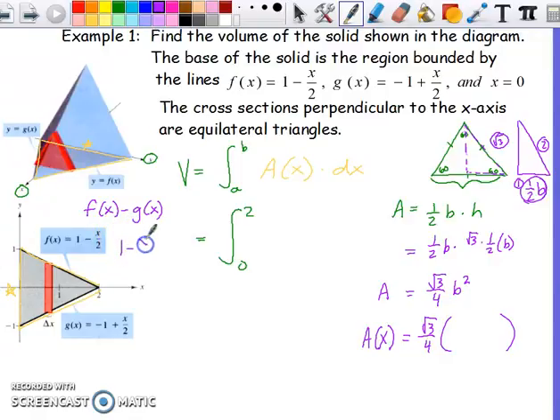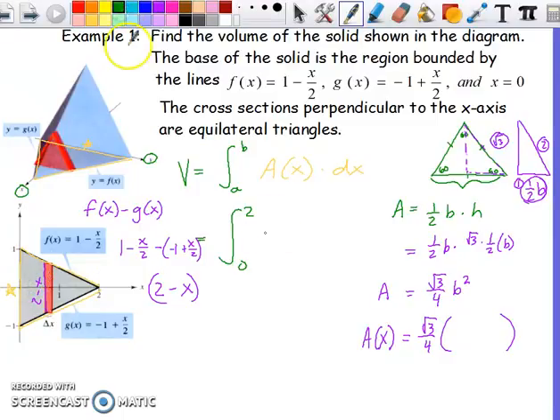So that means we have 1 minus x over 2 minus the quantity -1 plus x over 2. That means that 1 and positive 1 would make 2. Negative x over 2 minus another x over 2 would just be minus x. So that is the length of this base. That is 2 minus x from the very top to the very bottom. 2 minus x, and then we're good to go.